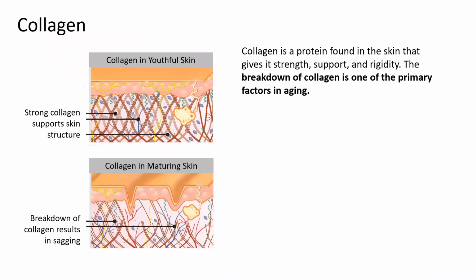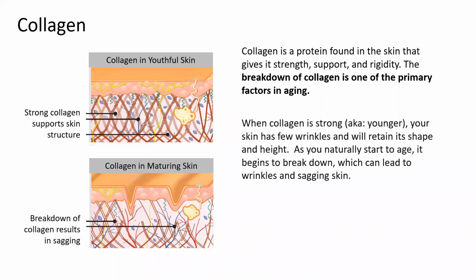Okay, first up, collagen. Collagen is the science behind it. It's a protein. It's found in skin. Remember, it's in your dermis. And it's really important because collagen is all about strength and support. And the breakdown of collagen, that's one of the primary factors in aging. So it's going to be really important to cover off on collagen and elastin.